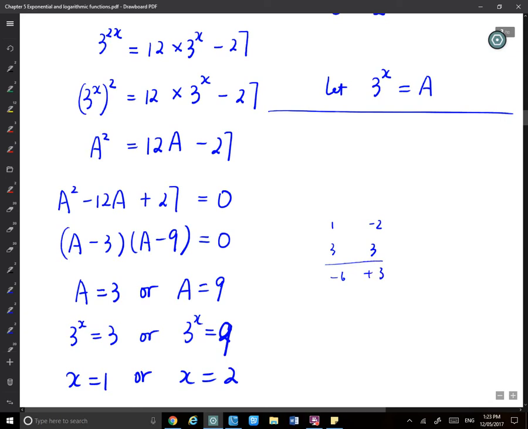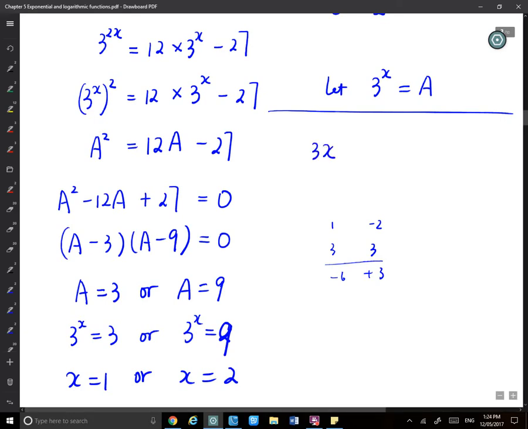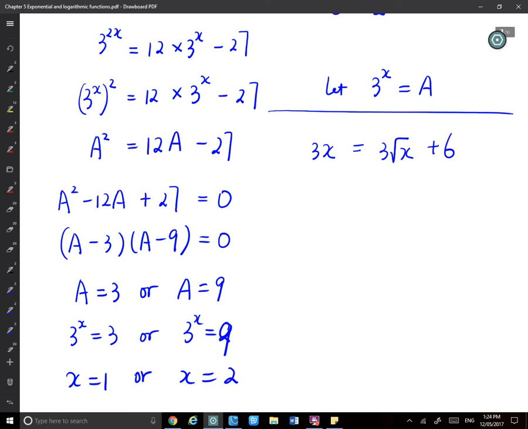Well, I'll just make another question for you, okay? 3x equals 3 root x plus 6. A similar type of question will be this. It's not necessary to be only exponential. Not necessarily only have exponential inside.